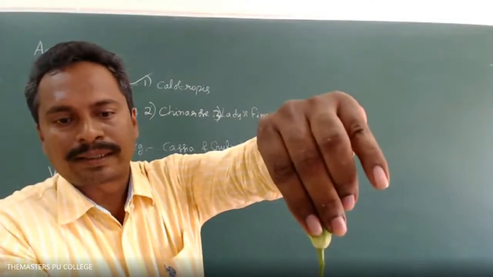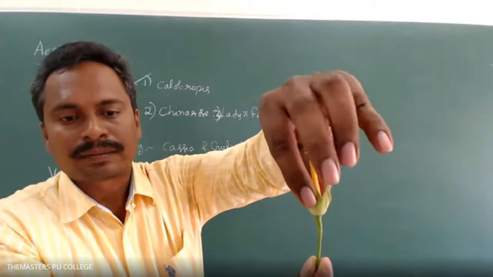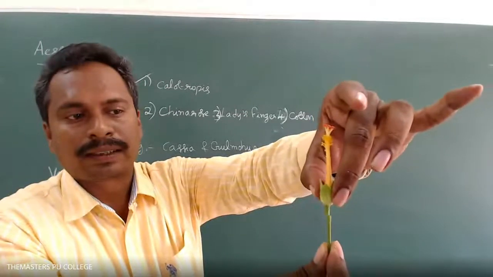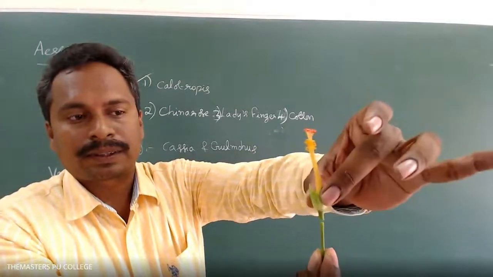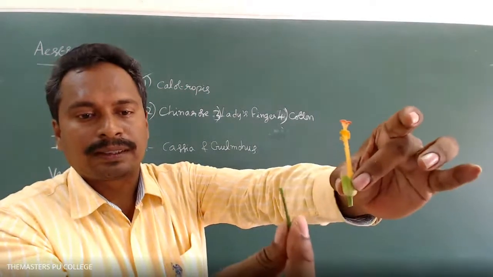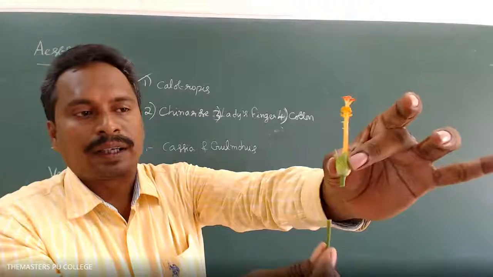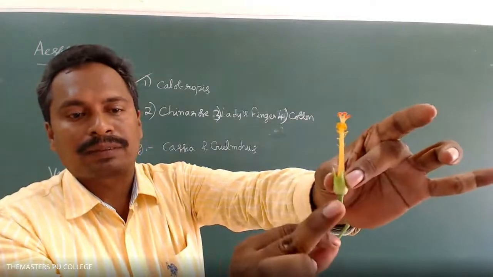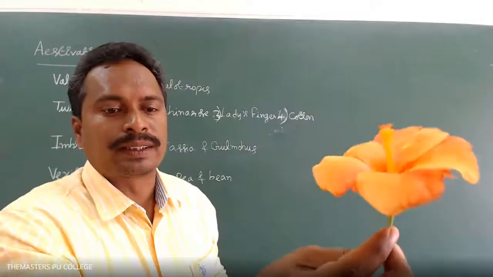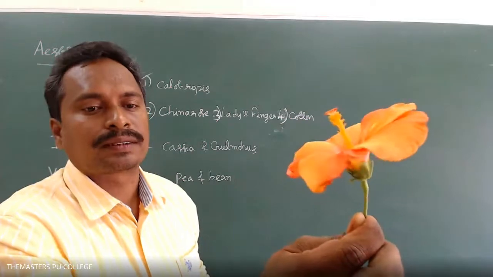The inflorescence terminates with a single flower. Solitary cymose. This is the peduncle, and this one is the stalk of the flower, the pedicel. It's the cymose type of inflorescence.